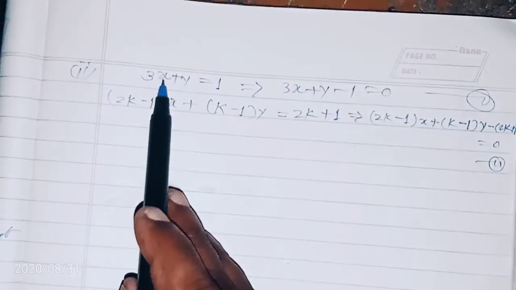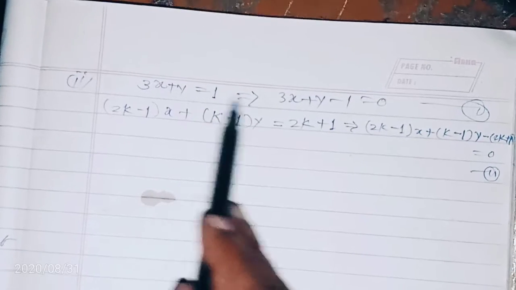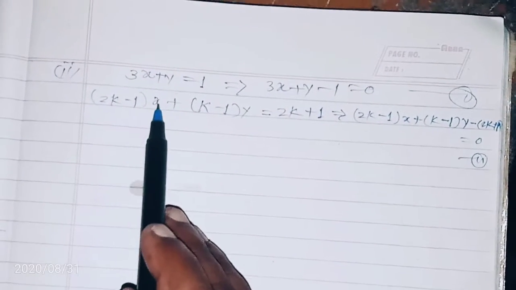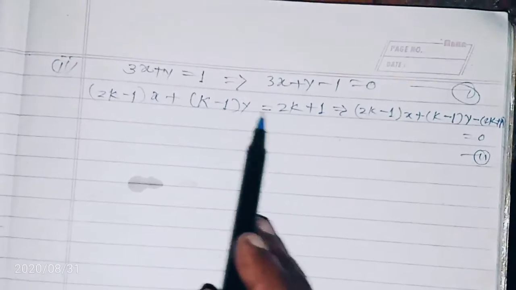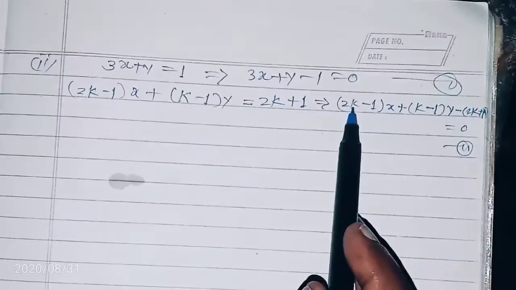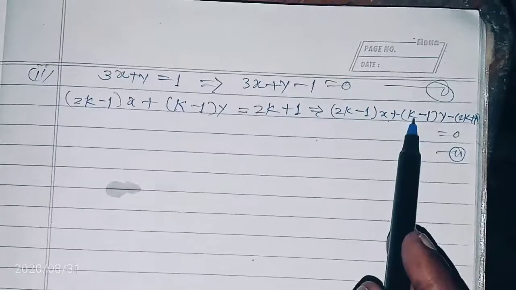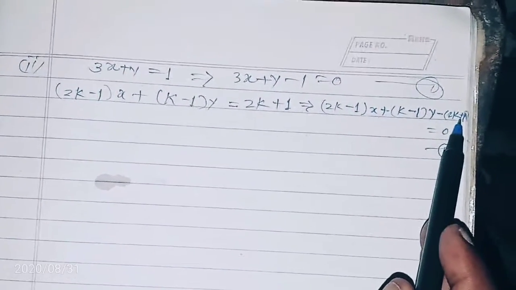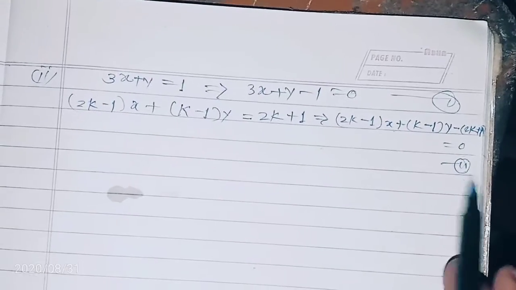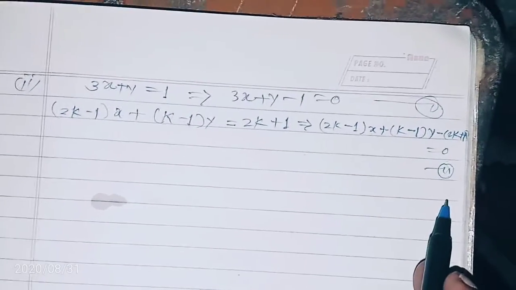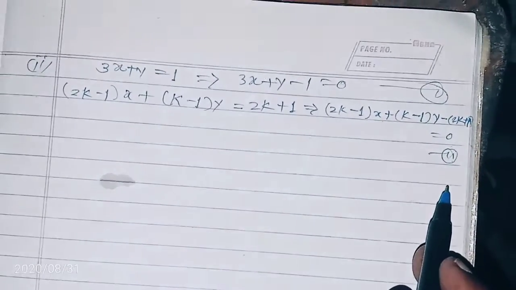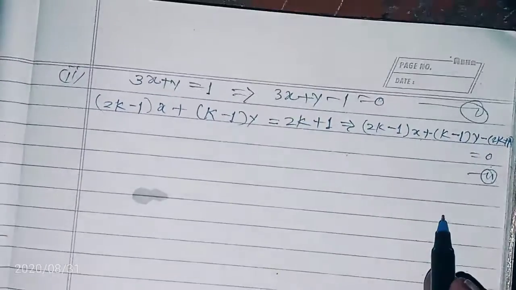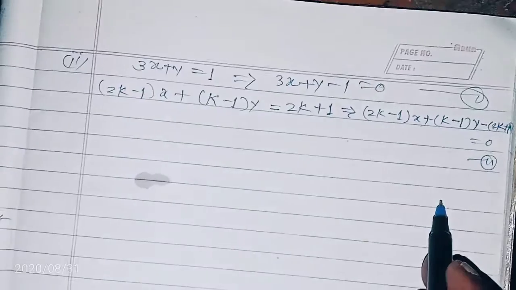Equation 3x plus y is equal to 1 implies that 3x plus y minus 1 is equal to 0, and the second equation is (2k minus 1) into x plus (k minus 1) into y is equal to 2k plus 1, which implies that (2k minus 1) into x plus (k minus 1) into y minus (2k plus 1) is equal to 0. In this question we have to find k such that the pair of linear equations has no solution.